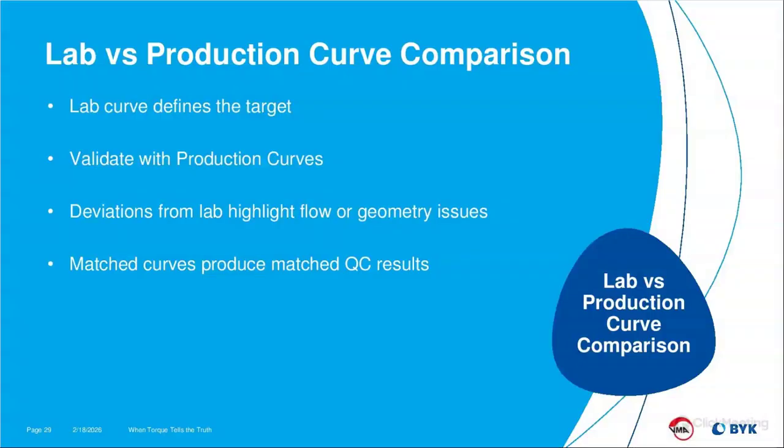So having that defined lab curve really, again, takes out a lot of the guesswork when you're trying to achieve the same production curve. You'll have deviations from the lab to production, and most of the time that's a flow or geometry issue, right? So maybe your fill ratio is wrong on your lower volume. You don't have a big enough blade. So all of these things come into play. That's typically where you will see the differences, while you're dialing that in.